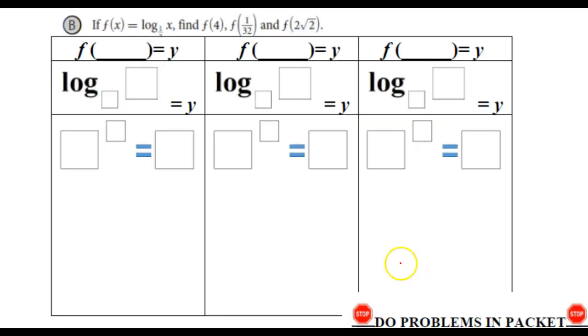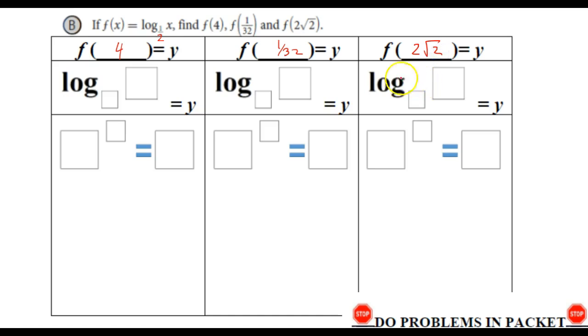All right, let's do one more. So here I have, I know that cut off a little bit, but essentially you have it in your packet not cut off, right? It says if f of x equals log base 1/2 x, find f of 4, f of 1 over 32, and f of 2 rad 2.